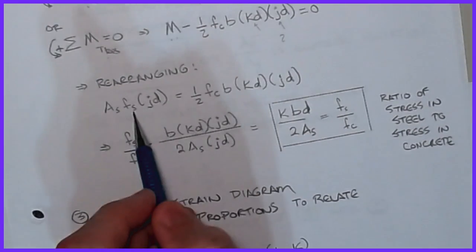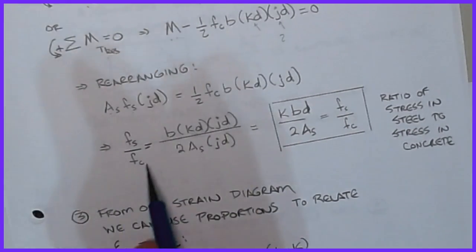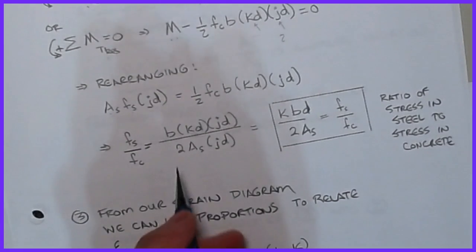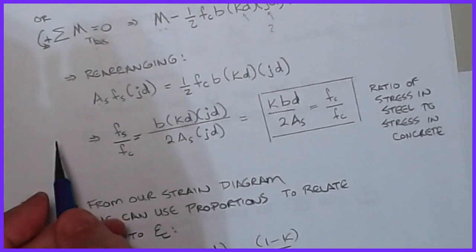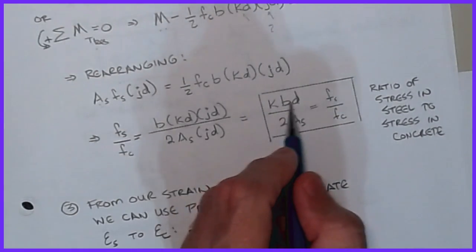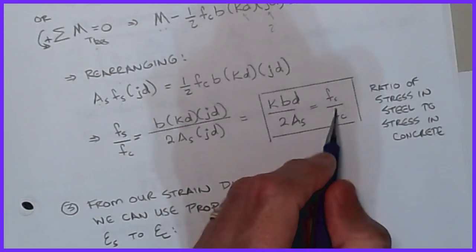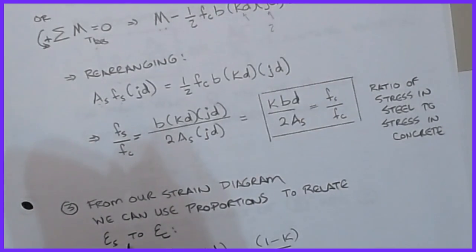Or in this case, I'm going to bring FC over and then take everything else to the other side, and I get an equation that looks something like this. And notice that the JDs will cancel out. Okay, and so what we see is that K times BD over 2AS is equal to the ratio of the stress in the steel to the stress in the concrete.